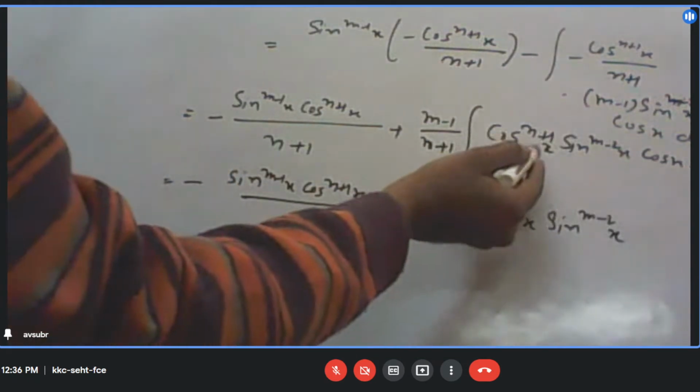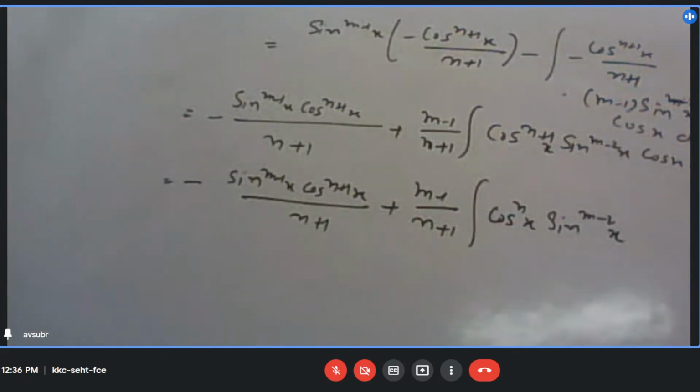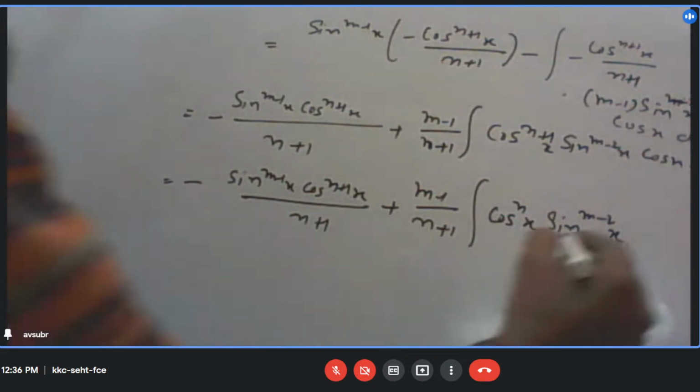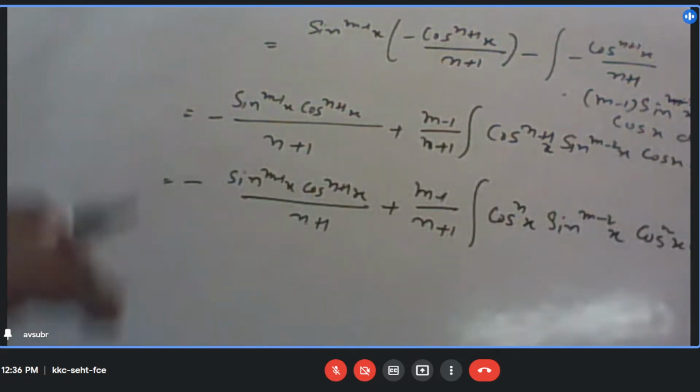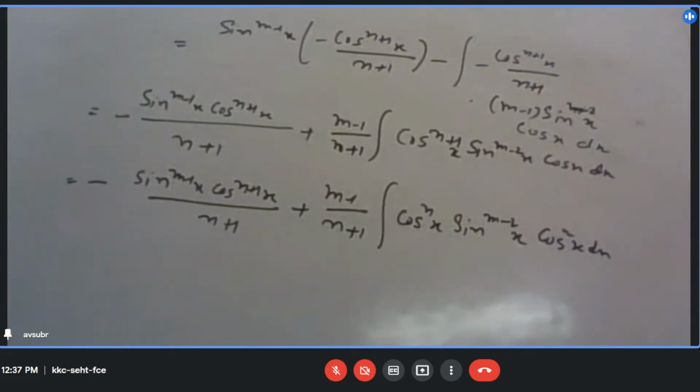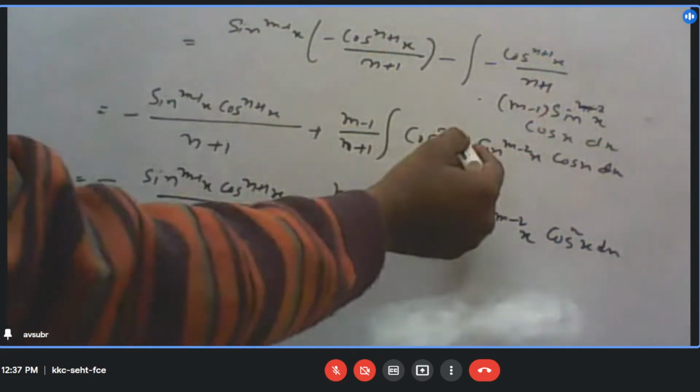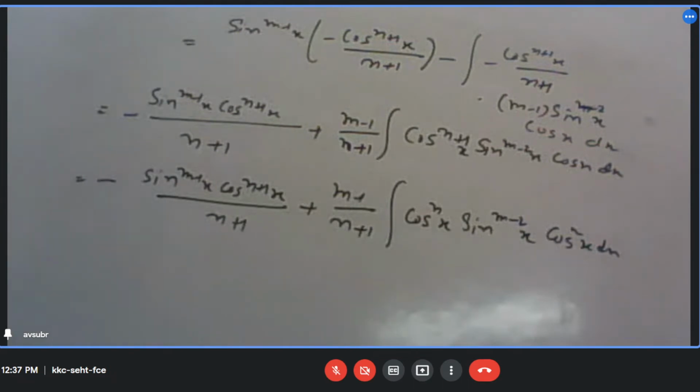So here there is one cos x and here there is one cos x. The multiplication of them will yield cos square x. So there is no need for confusion. We have brought a cos x from here, taken one cos x from here. Okay? Yes, sir. Okay.